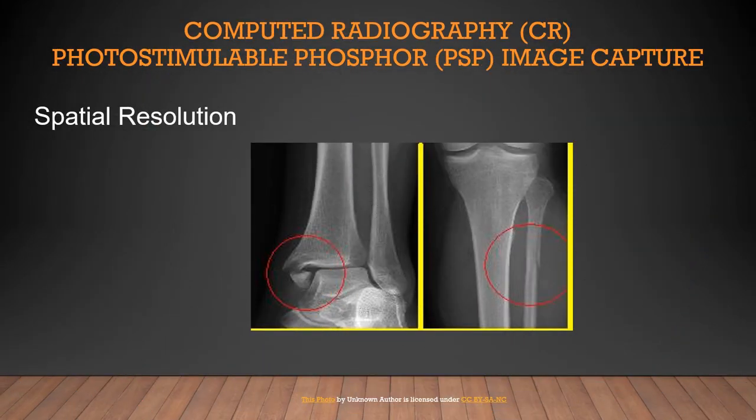Spatial resolution we talked about also, it's the ability to demonstrate detail. With digital, you can see fractures that you could not see with film. And it's also because we can go in and change our field of view to see these parts of the image.